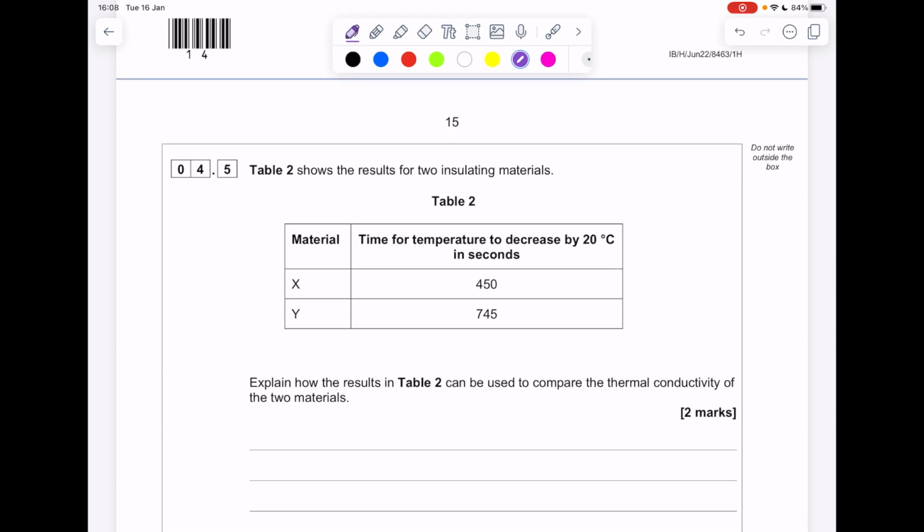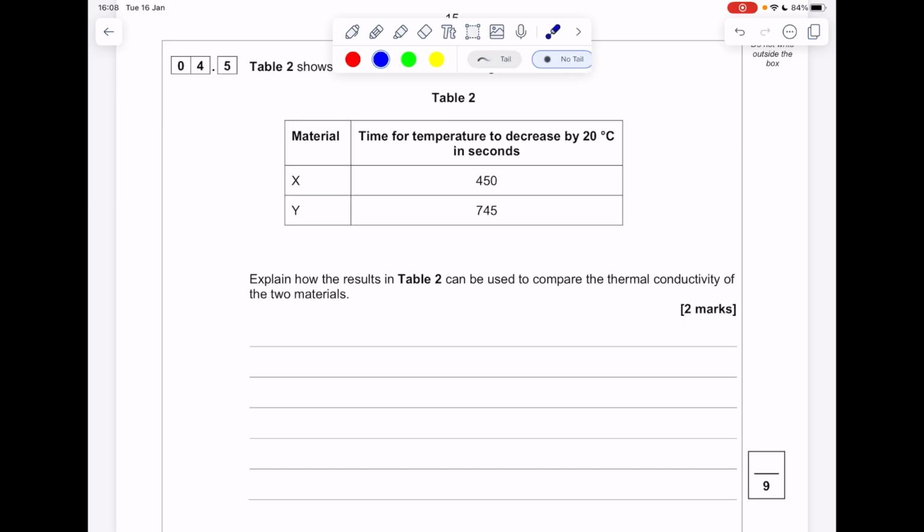Table 2 shows the results for two insulating materials. Explain how the results in Table 2 can be used to compare the thermal conductivity of the two materials. So if we have a look, this is the time taken for the temperature to decrease by 20 degrees. So X took far less time compared with Y. So X is a much better thermal conductor, and that's because the rate of energy transfer is higher.